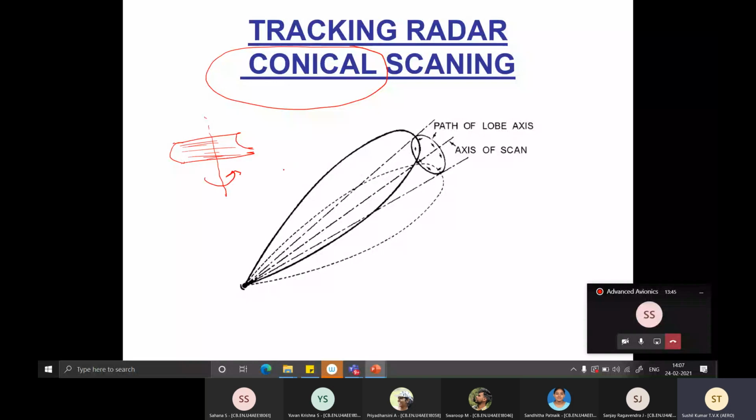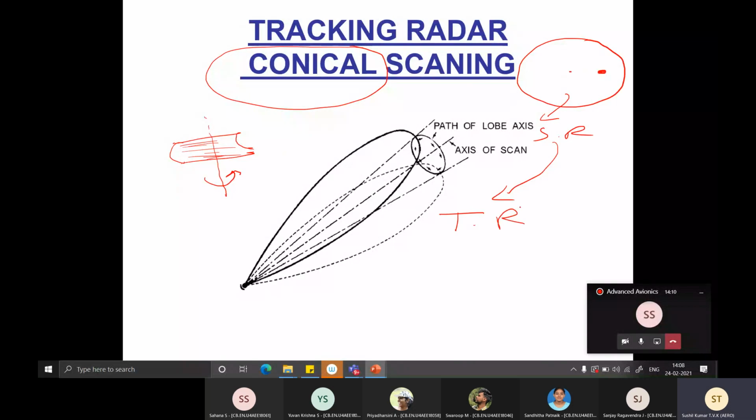Whereas for a tracking radar, the search radar, let us say, has picked, this is a PPI, plan position indicator, and it has located an enemy aircraft, say, east of the radar. This information goes from the search radar to the tracking radar.